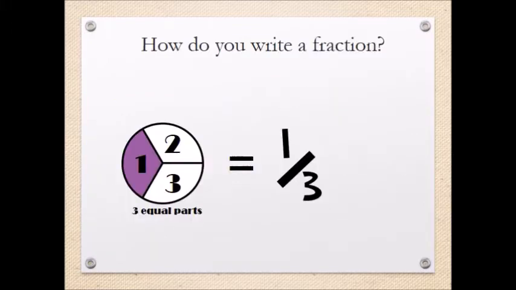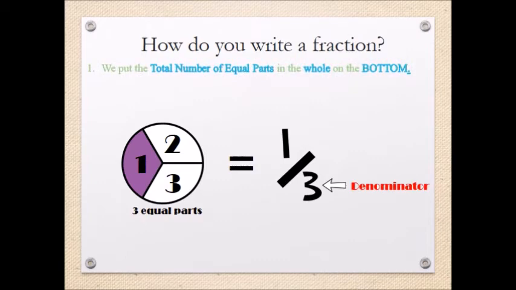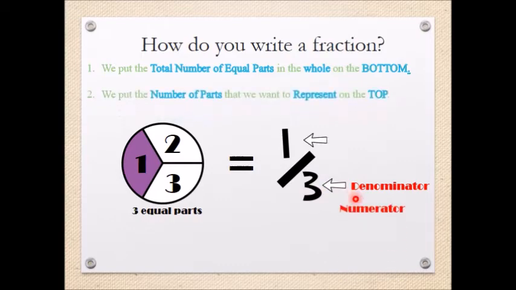How do you write a fraction? We put the total number of equal parts in the whole on the bottom. In this shape, we have 3 equal parts. 3 is on the bottom. It's called the denominator. Then, we put the number of parts that we want to represent on the top. One part is shaded, so 1 goes on the top. It's called the numerator. So 1 out of 3 equal parts is shaded.